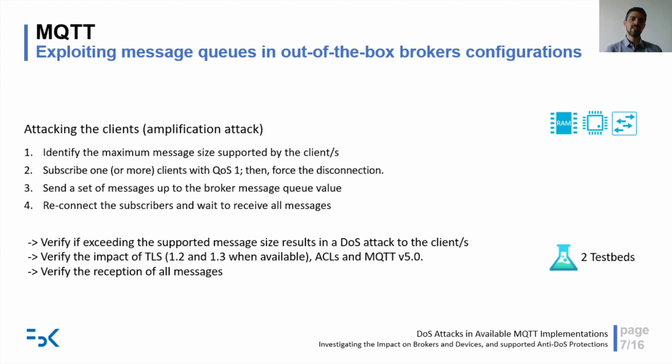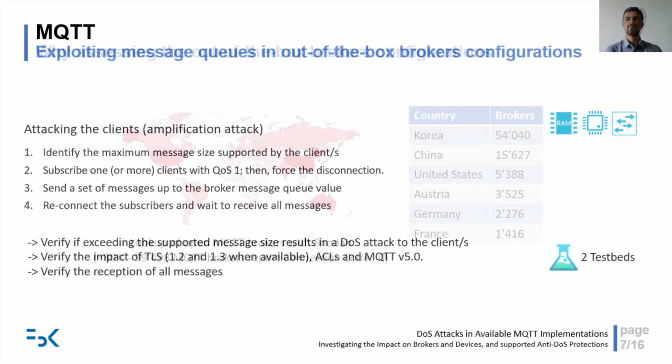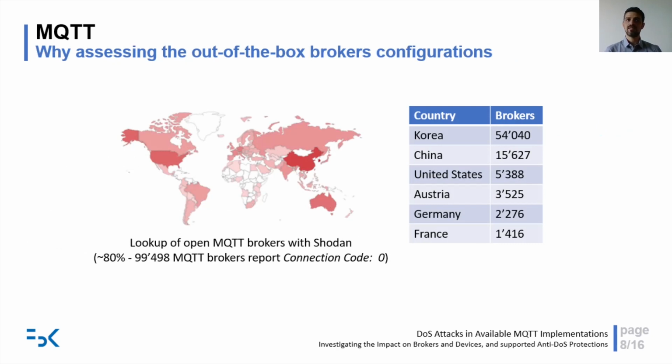We adopt two testbeds, one with a set of Raspberry Pis and one that simulates many more clients via Docker containers. We decided to assess out-of-the-box broker configurations as, considering the Shodan search engine, the majority of MQTT brokers publicly exposed to the internet reply to connection attempts with code 0, that is, they do not enforce any authentication or authorization mechanisms. Therefore, we believe in either way to prevent those attacks.